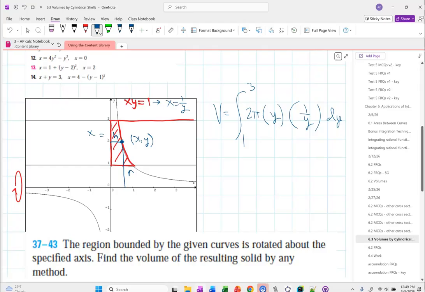Again, R is the radius, right? The shortest radius would be here, where R is equal to 1. The biggest radius would be somewhere in this area here, where R is 3. And then that's just about the easiest integral left alive. Integral of 2 pi from 3 to 1. So 5 pi is your answer.